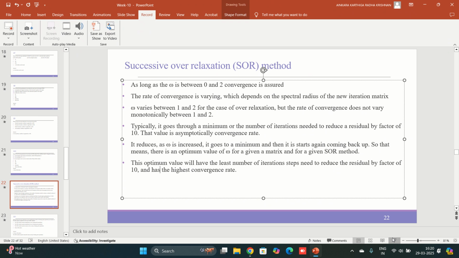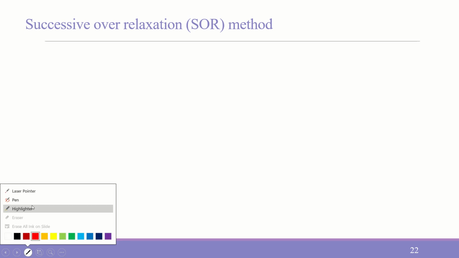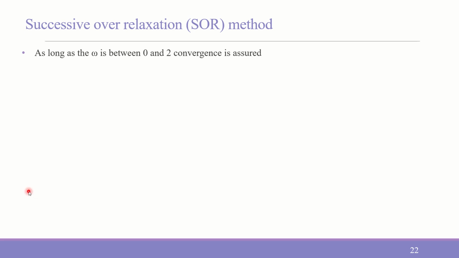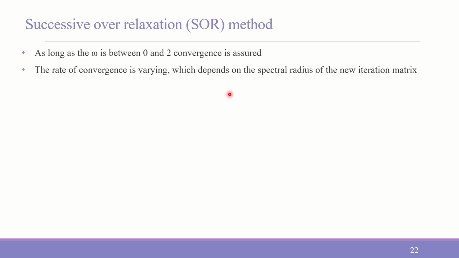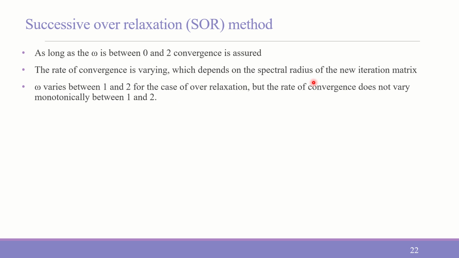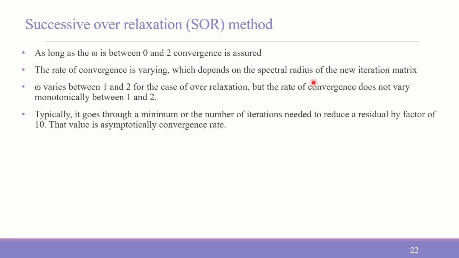So I hope it is clear. As long as omega is between 0 and 2, convergence is assured. The rate of convergence is varying, which depends on the spectral radius of the new iteration matrix. Omega varies between 1 and 2 for the case of over relaxation, but the rate of convergence does not vary monotonically between 1 and 2. Typically, it goes through a minimum of the number of iterations needed to reduce a residual by a factor of 10. That value is the asymptotic convergence rate.